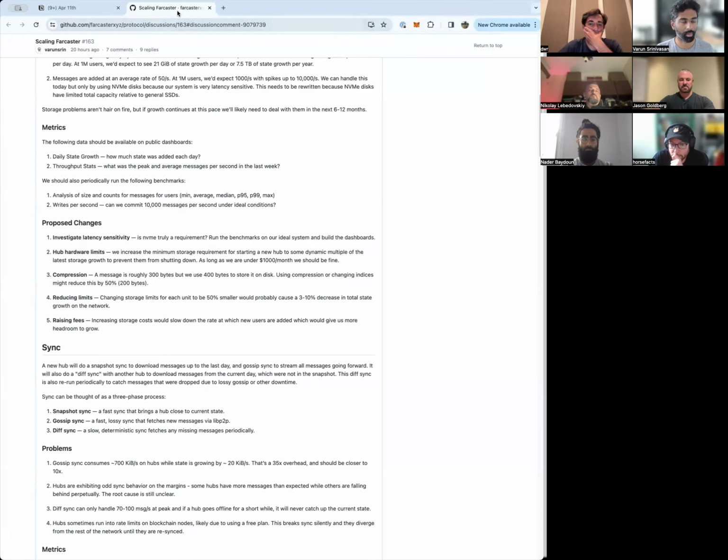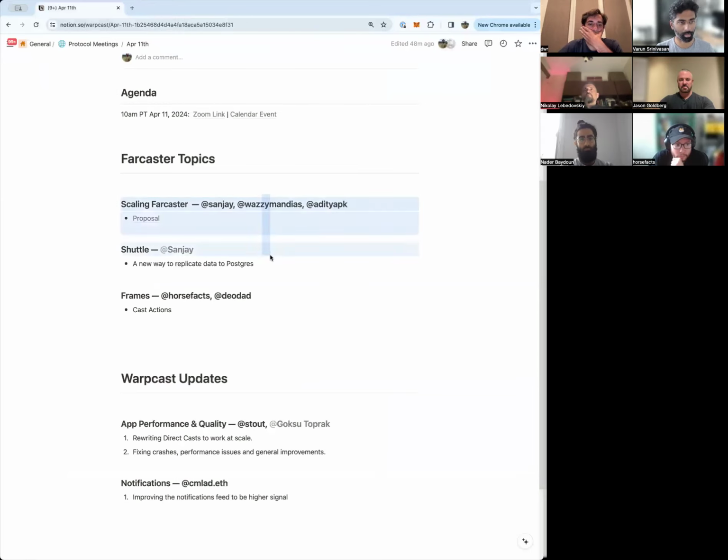Cool. Moving along to the list, we've already talked about scaling Farcaster and Shuttle. Last up is we launched Cast Actions last week. When we talked about this two weeks ago, we surfaced the proposal. Cast Actions are now out and live, and Tony and Horsefax are working on some new changes, but maybe we'll just open it up for questions if anyone has initial thoughts or feedback about the Cast Actions for either Horsefax or Tony.